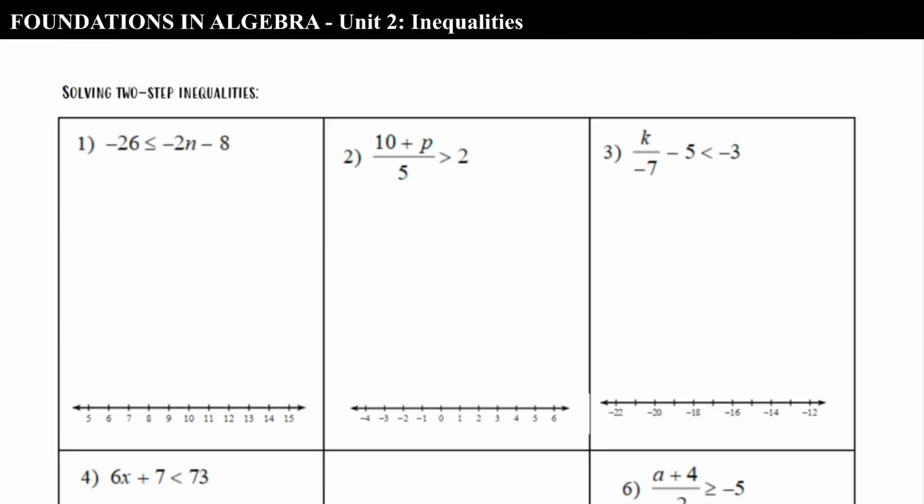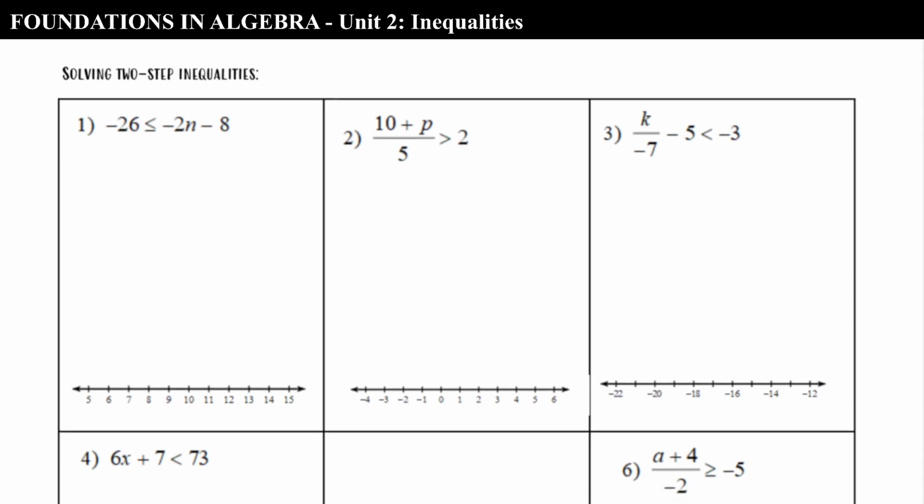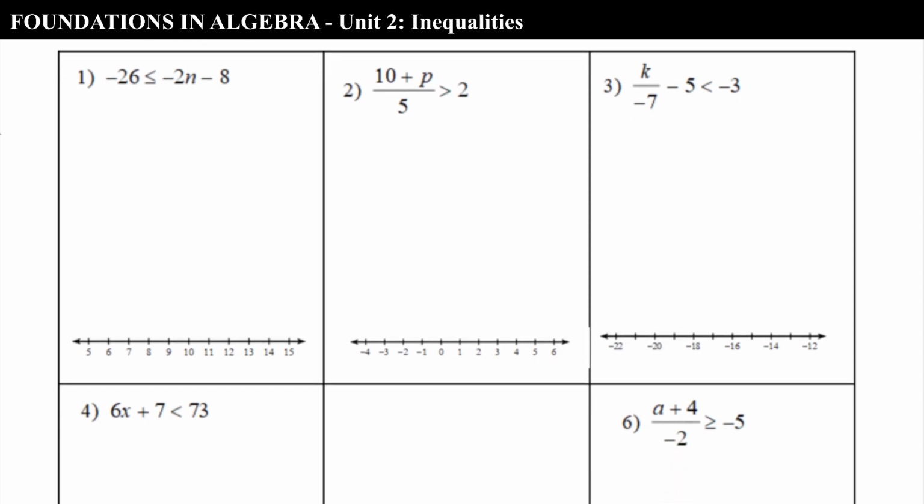Solving two-step inequalities is pretty much the same as solving one-step inequalities. The only difference is it's going to take 2 steps to solve instead of just 1. So let's do some examples of these. So first thing we're going to do is add 8 to each side.